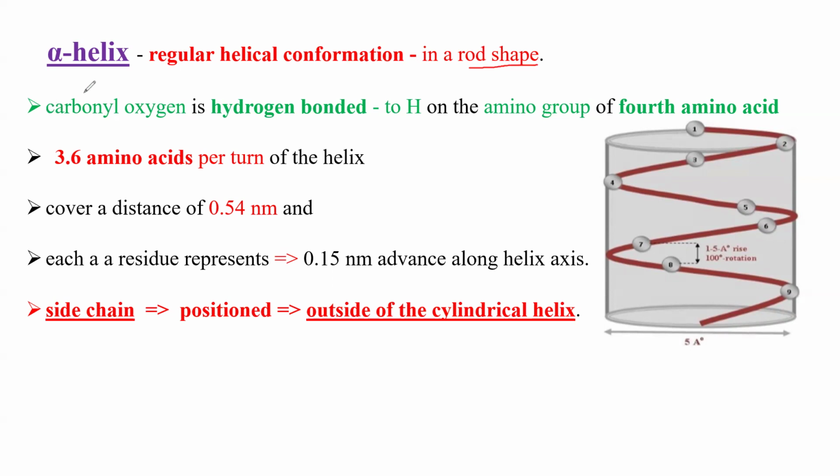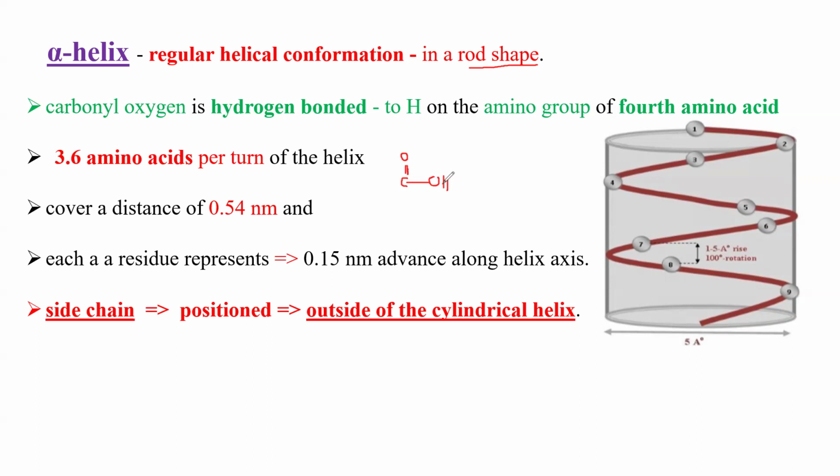In the alpha helix, the carbonyl oxygen is hydrogen bonded to the hydrogen on the amino group of the fourth amino acid. So it means there is hydrogen bonding between the carbonyl oxygen and the amino group. Remember, in an amino acid we have a carboxylic group, and this carboxylic group contains a carbonyl compound. This is the functional group of a carboxylic acid.